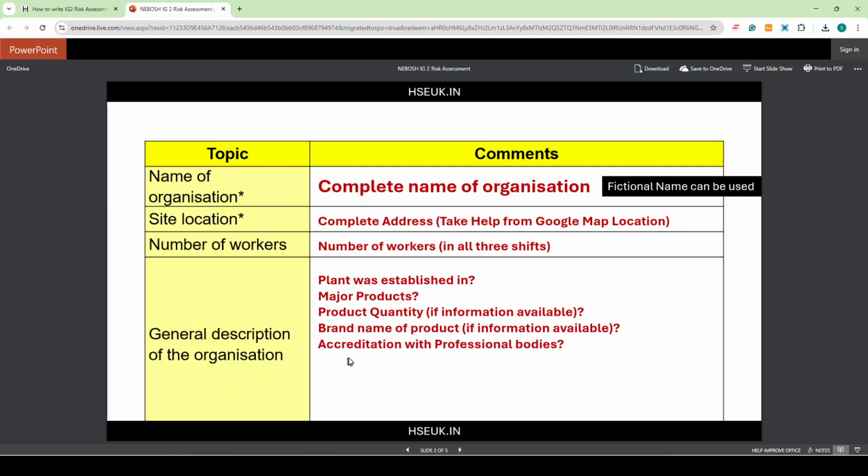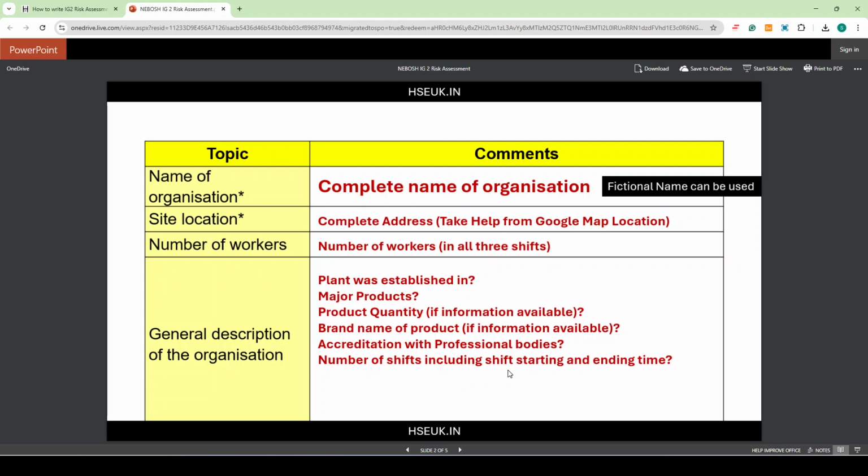Apart from that, you should also mention that they have accreditations or professional bodies like ISO 14001 certification, ISO 9001 certification, ISO 45001 certification that they're having. Okay. Apart from that, you should also mention the number of shifts, including the shift starting time and ending time, and also you should mention the number of work days in a week. Suppose the company is following a 5 days a week pattern, which means 5 days work and 2 days holiday.